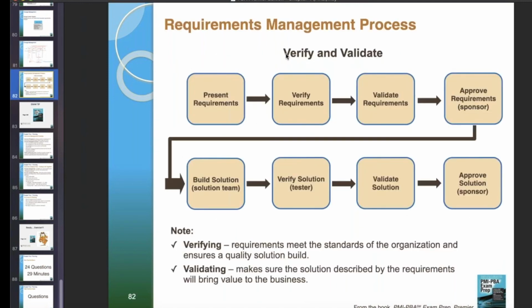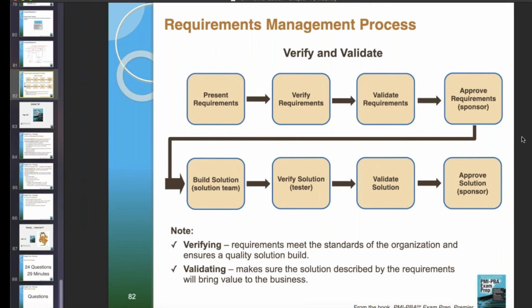Remember, I've said this many times: you verify, then validate. Look at it here for requirements management. Present requirements, verify them, then validate them. Then approve requirements. That's the sponsor. Get them to sign off on it. Once they've approved it, you now have your baseline for your requirements, don't you? Then you can start building the solution. That's on the team. Verify the product. That's the tester. Validate the solution, the product, and then it gets approved by the sponsor.